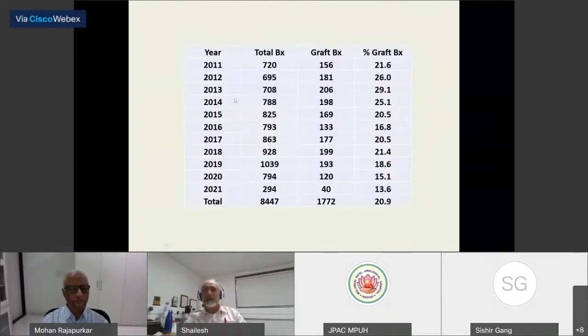So here we have the last 10 years of biopsy data. We have received a total of 8,447 biopsies, and out of that 1,772 were graft biopsies, which comes to around 20.9%. Demographically, almost 80% are male, as we have seen in the previous discussion, where male recipients make up almost 80% of the pool.